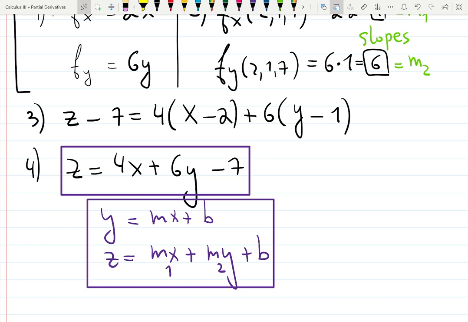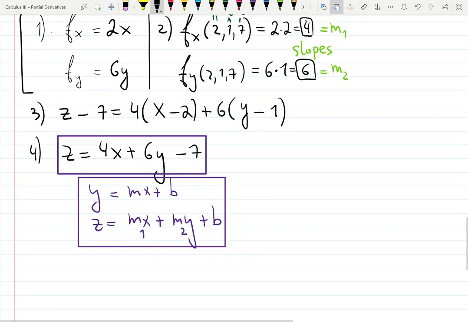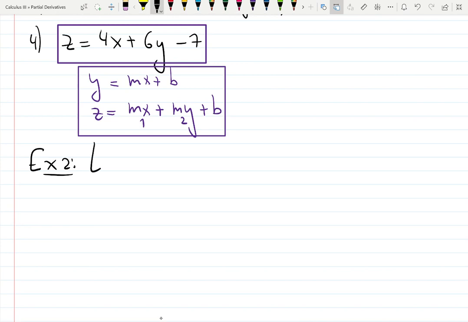Now, linear approximation. Let's do one more problem and do the quiz. Yay! Normal math. Example 2 about linear approximation.